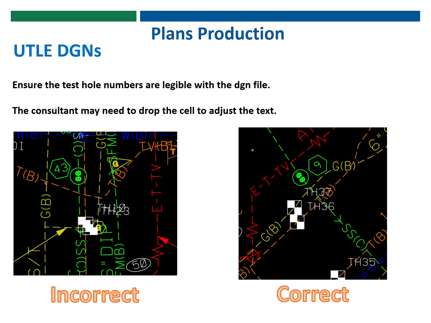So when you place your test hole cells, whether it be in the UTLE file or the QLA DGN file, you'll need to make sure that they are legible. If you see on the left-hand side, the text is overlapping and you can't tell which is which. But on the right-hand side, you could see how the text had been adjusted and you could clearly see that the top cell is test hole 37 and the bottom one is 36.